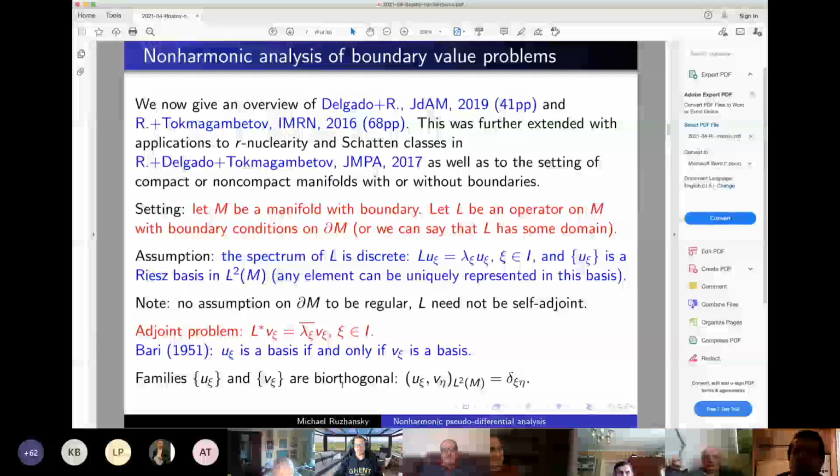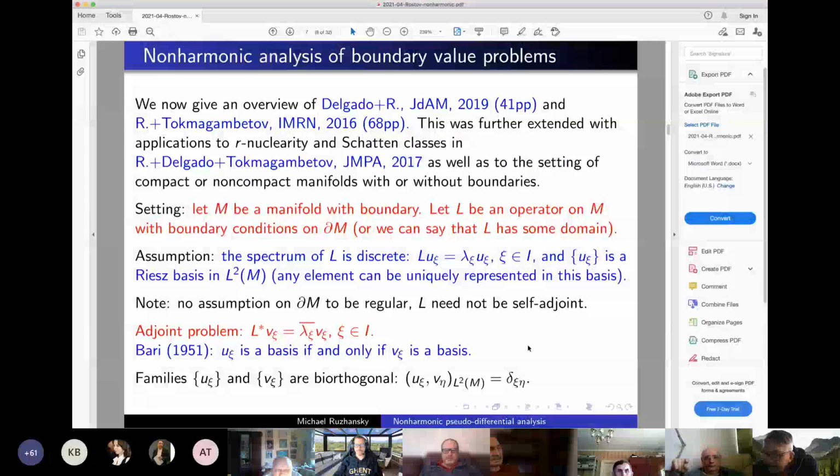As I said, each family is not orthonormal, but they are orthogonal to each other: delta is a Kronecker delta, δ_ξη. So u_ξ is orthogonal to v_η.